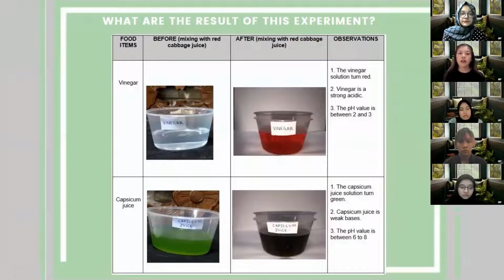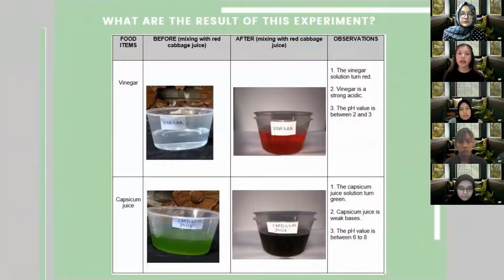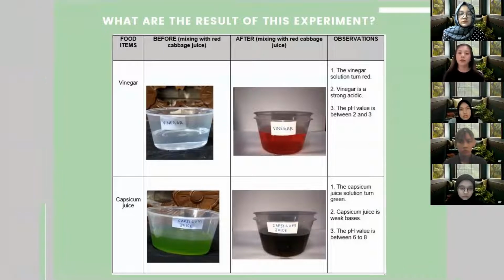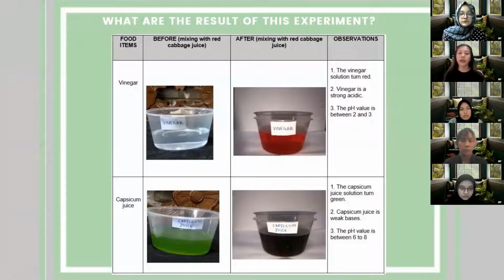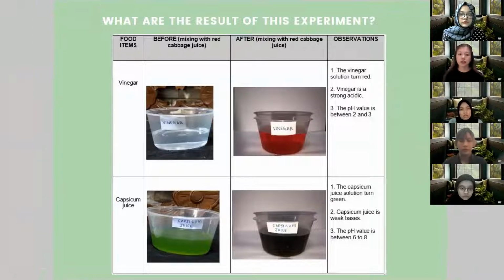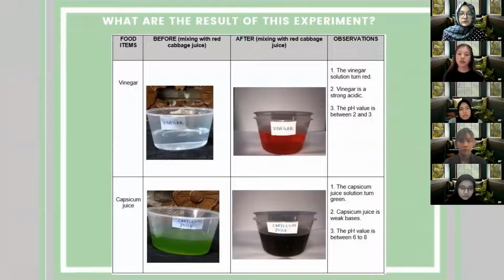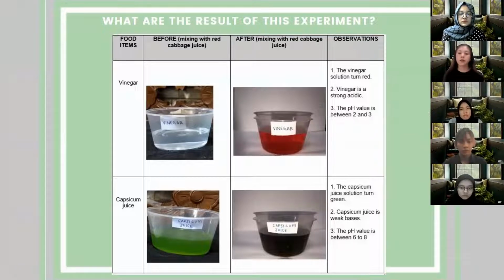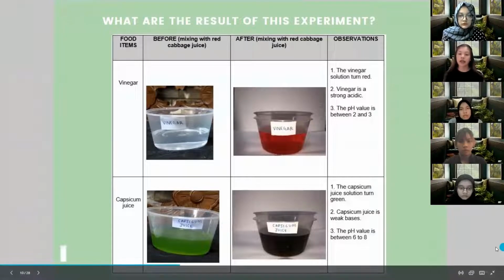What are the results of this experiment? For vinegar, the vinegar solution turns red. Vinegar is a strong acid and the pH value is between 2 and 3. Meanwhile, for the capsicum juice, the solution turns green. Capsicum juice is a weak base and the pH value is between 6 and 8. Next slide.